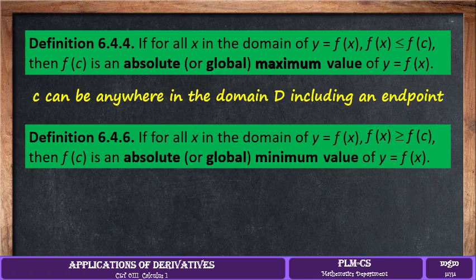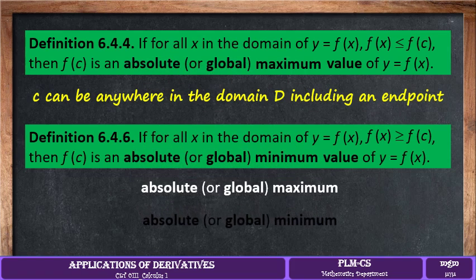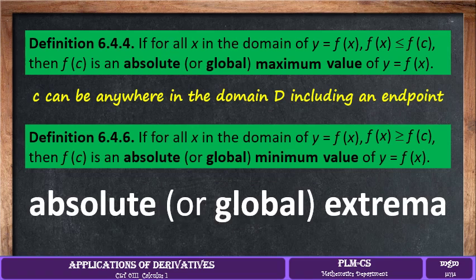Hence, definition 6.4.6 states that if for all x in the domain, f of x is greater than or equal to f of c, then f of c is an absolute or global minimum value of y equals f of x. And collectively, absolute or global maximum and absolute or global minimum are called absolute or global extrema.